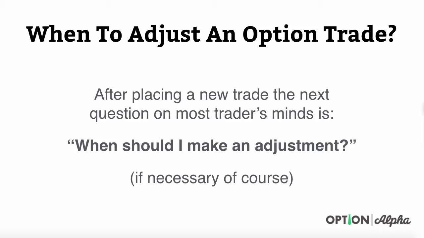Because if a trade's going great, then you're obviously going to let the trade go all the way to expiration and have a nice profit, but if a trade's going bad, at what point do you really step in and make an adjustment to that trade?